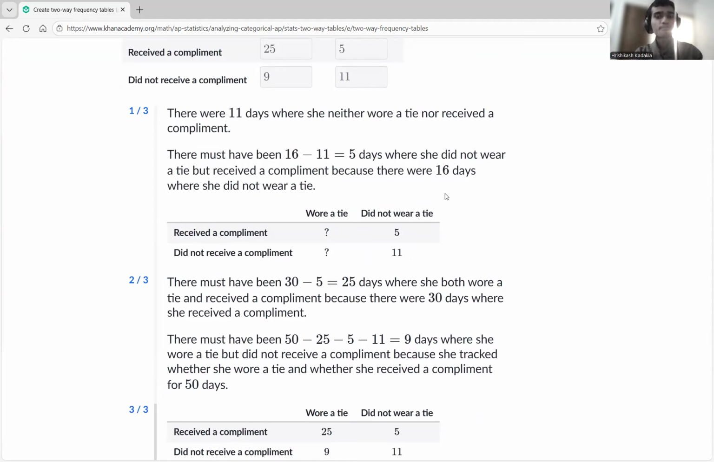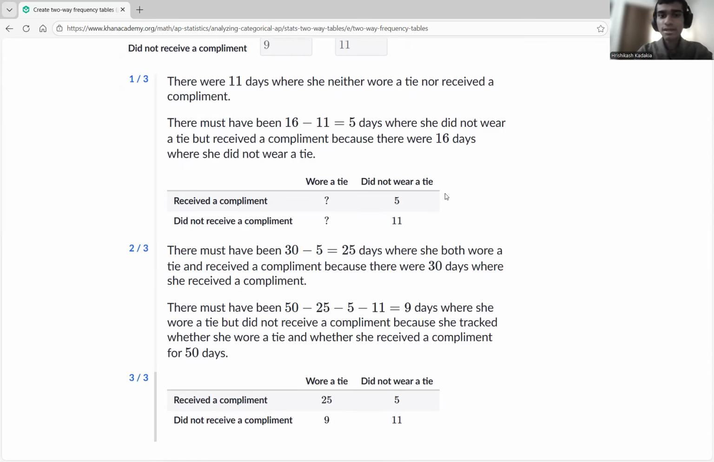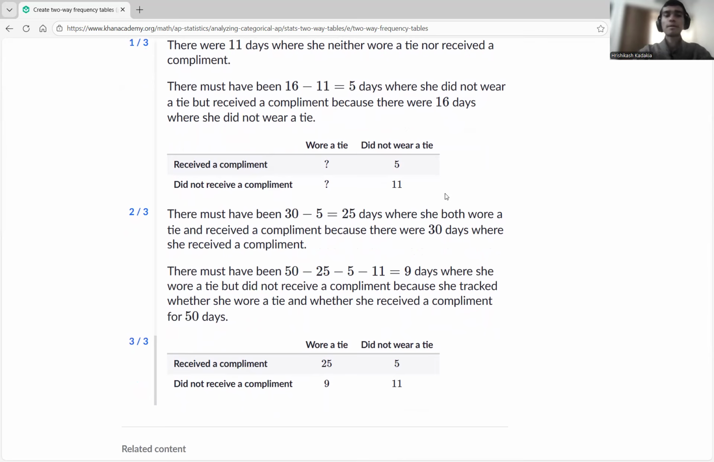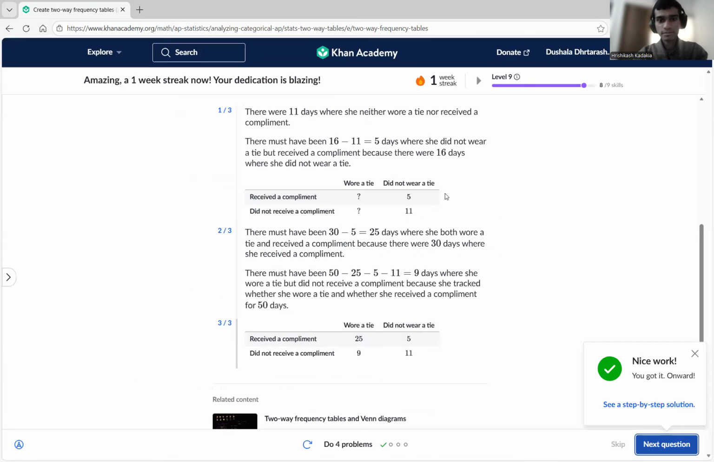Then, if that is 11 days where she did not receive either of those, neither a tie nor a compliment, and in total she had 16 days where she did not wear a tie, so which other days could she have received a compliment? Because 11 days she didn't receive a compliment. That's what we know. So that could be 5, right? Because 5 plus 11 is 16. And then 30 minus 5, they did 25 on this end. So we got 25 on the number of days she received a compliment when she wore a tie. Because in total there were 30 days where she received a compliment. And then we just did the same thing. 50 minus 25 plus 5 is 11, which has got 9 over there. So yeah, this is a two-way frequency table.